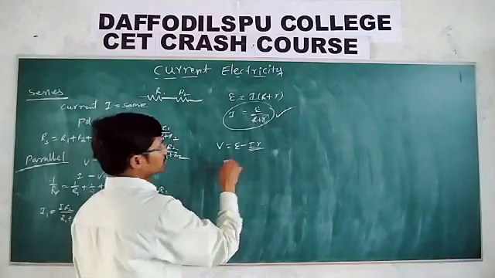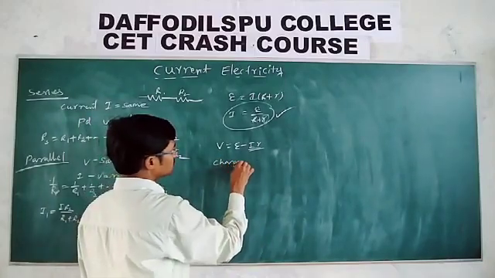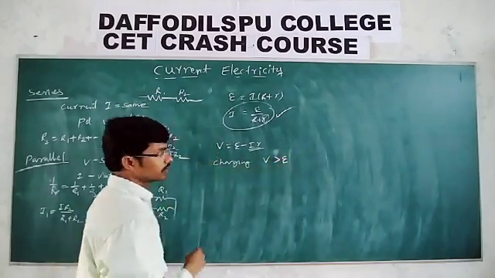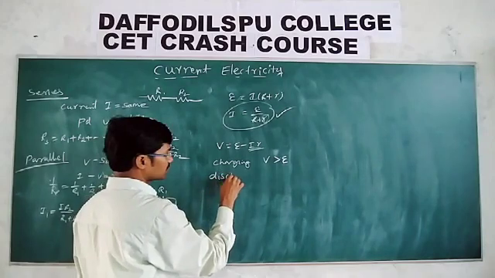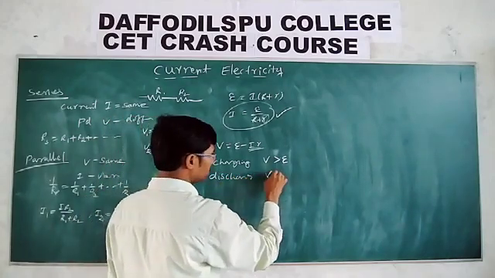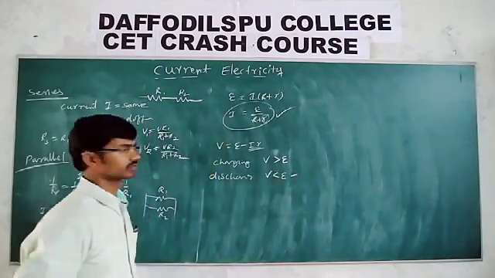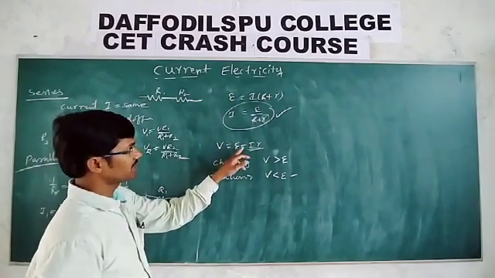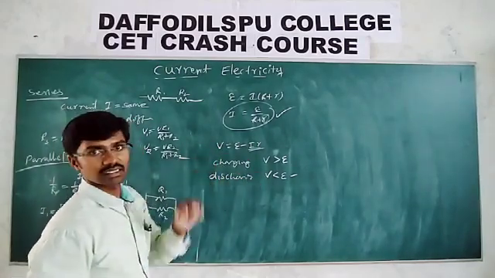Is it okay? During charging, V is greater than EMF. During discharging, V is less than EMF. Is it okay? During discharging, E minus Ir, then V is what? Less than that of E.